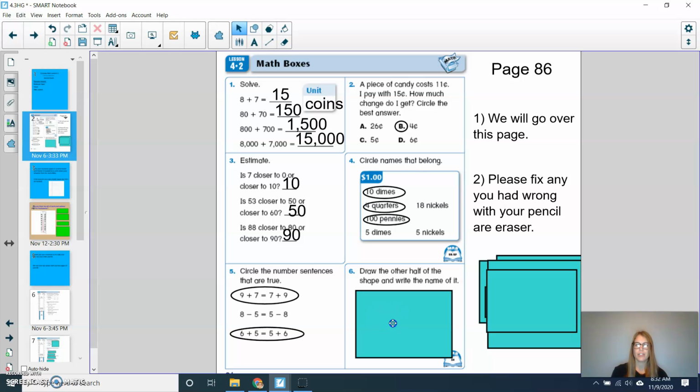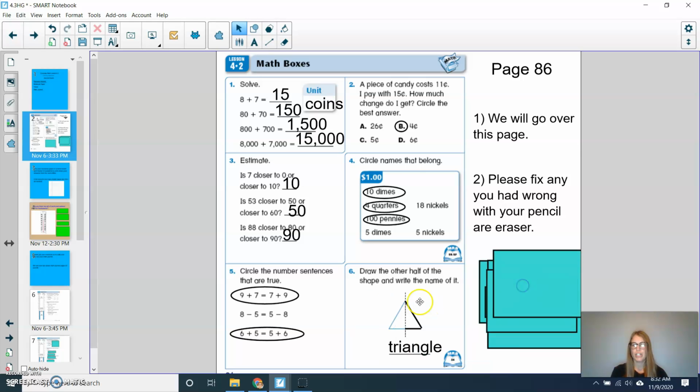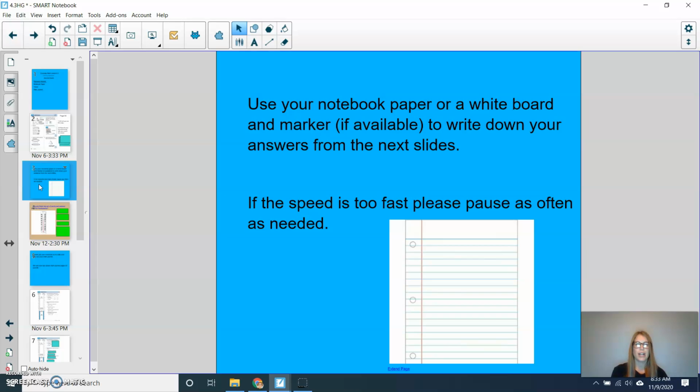For question number 6, draw the other half of the shape. So yours should look something like mine, and the shape that we made was a triangle. So double check to make sure you have this correct, and again, fix any mistakes with your pencil and eraser. We're going to use our whiteboard just for a little bit today while I talk about the next slide. If the speed is ever too fast, please pause as often as needed.